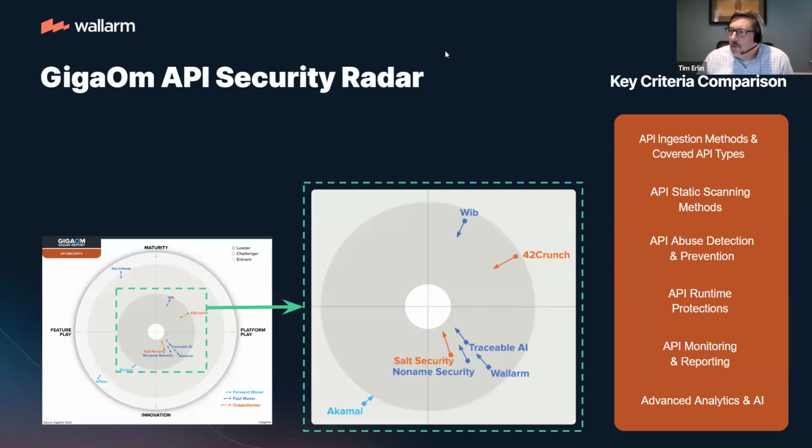Are there in those key criteria, do you prioritize them or do you feel like there's a set of priorities there that people should consider?